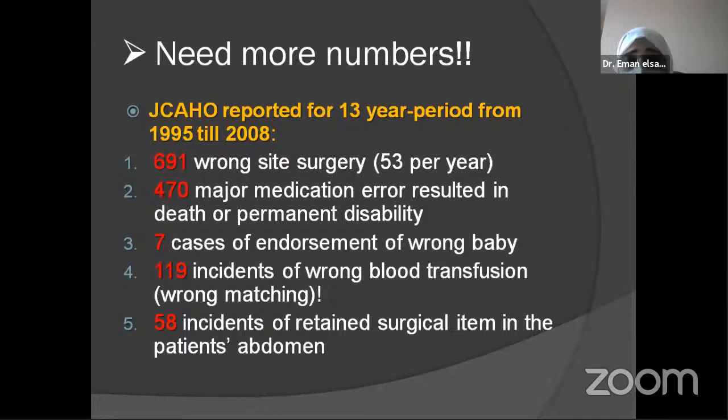It was reported by JCI for a 13-year period: 691 wrong side surgeries, 470 major medication errors resulting in death or permanent disability, 7 cases of handing over the wrong baby, 119 incidents of wrong blood transfusion, wrong matching, and 58 incidents of retained surgical items in the patient's abdomen.